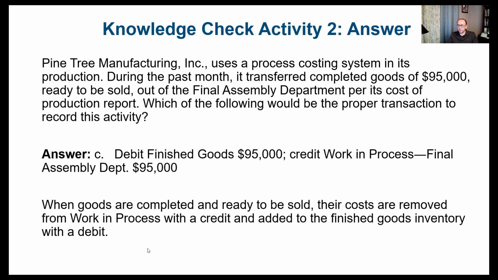So when goods are completed and ready to be sold, the costs are removed from the work in process by crediting them and adding them to the finished goods inventory by debiting them.